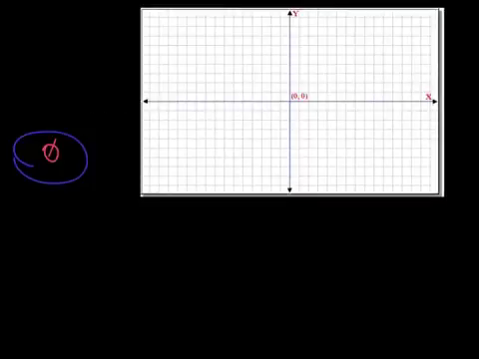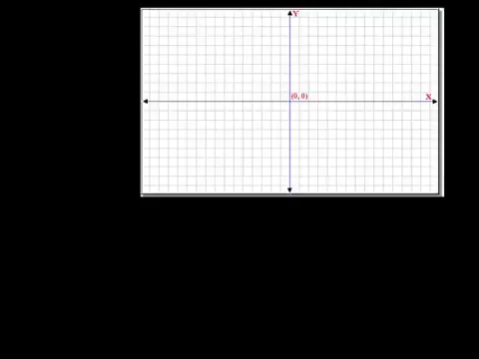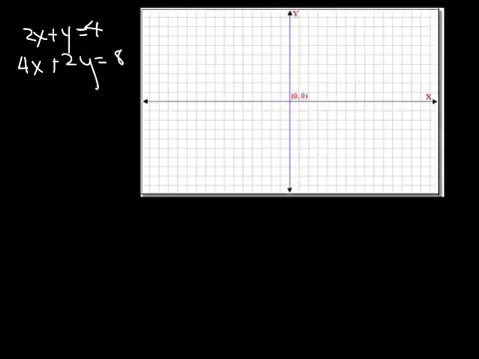Okay, so let's look at example 5, and this will be the last one. 2x plus y equals 4. 4x plus 2y equals 8. And what we're going to do is graph both of these lines and see what we've got here. 2x plus y equals 4. So let's look at that one first.